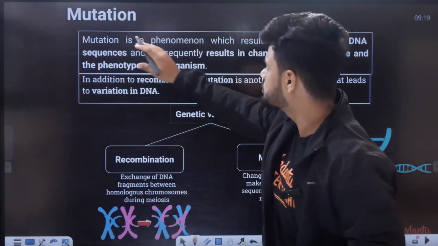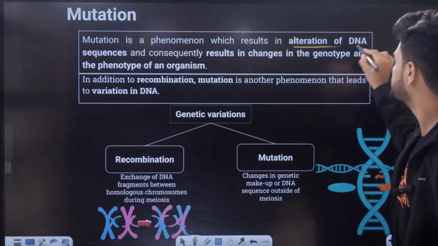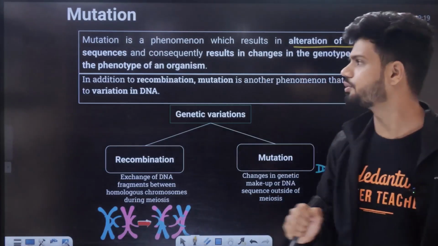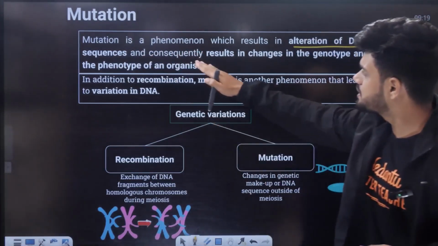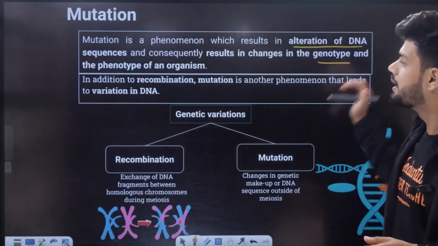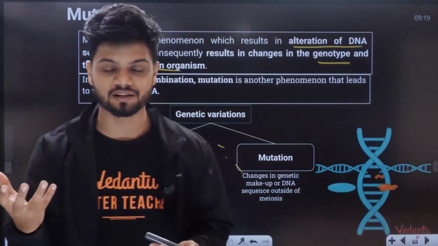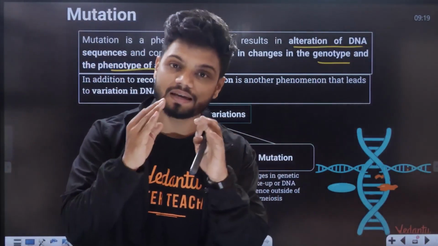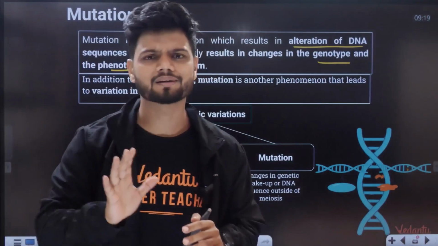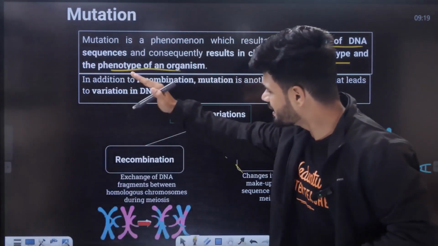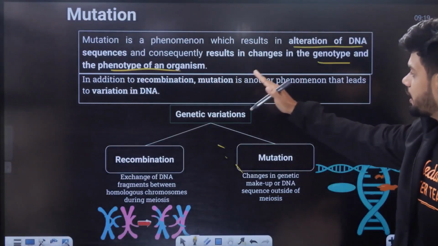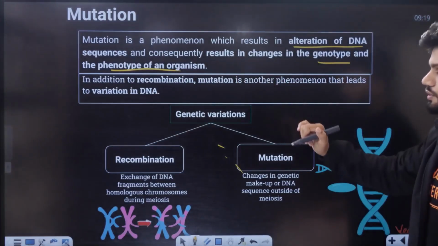Okay. Mutation is a phenomenon where results in alteration of DNA. DNA changes slightly. Okay. And subsequently results in a change in the genotype and phenotype of an organism. Obviously, if there is any change in DNA, phenotype and genotype will change for sure. It can't be otherwise. Right? In addition to recombination, mutation, other phenomena that leads to variation.